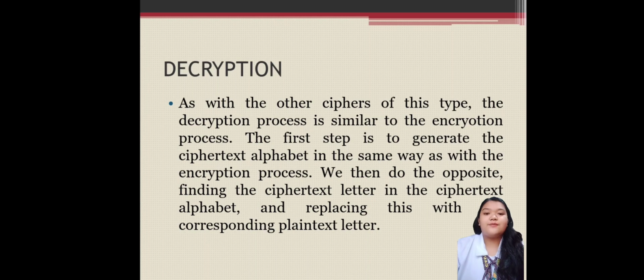Good day, sir. I am Gracia Joy Sanem Macinto, and I am going to discuss how decryption of mixed alphabet ciphers works. As with the other ciphers of this type, the decryption process is similar to the encryption process. The first step is to generate the ciphertext alphabet in the same way as with the encryption process. We then do the opposite, finding the ciphertext letter in the cipher alphabet and replacing it with the corresponding plaintext letter.